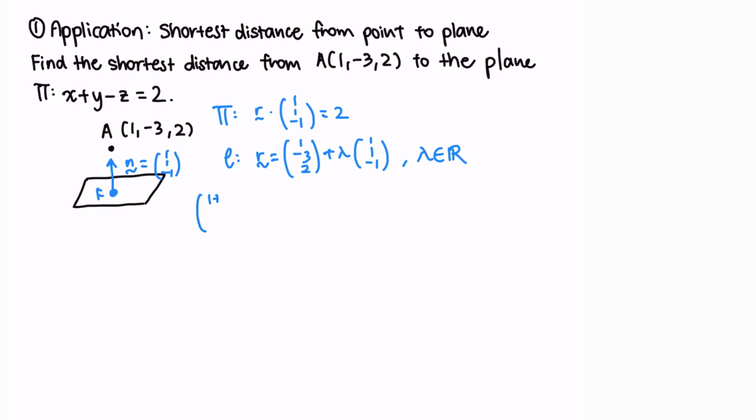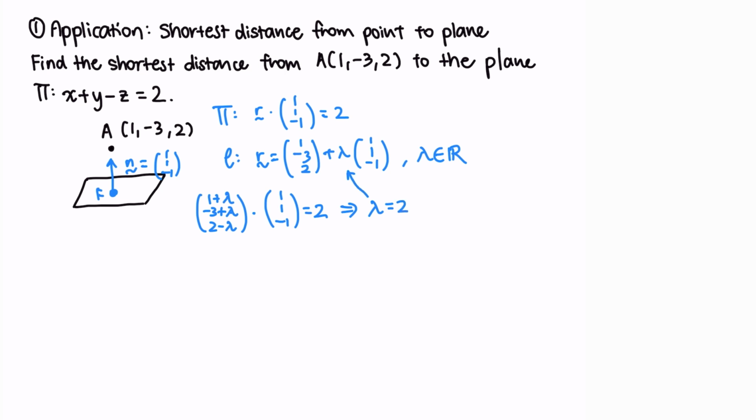So what I get is (1 + lambda, -3 + lambda, 2 - lambda). This is basically your equation of the line. And then I'm going to substitute it into the plane. So I have (1 + lambda, -3 + lambda, 2 - lambda) dot (1, 1, -1) equals 2. Again, what I'm doing is substituting this part into this part, because this r represents a general point on the plane and line respectively. So finding the value of lambda where this is true is basically finding the intersection point between the plane and the line, which gives us the point F. So if we evaluate the dot product, we get lambda equals 2.